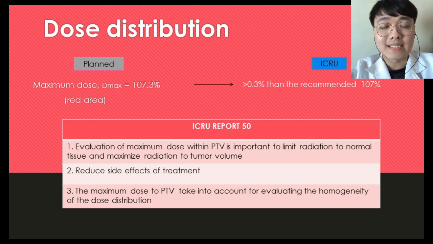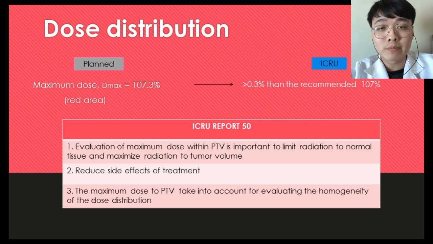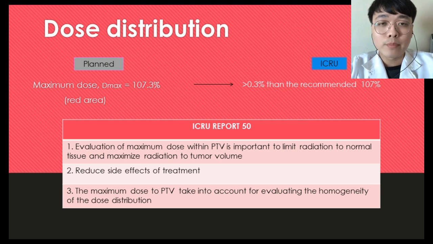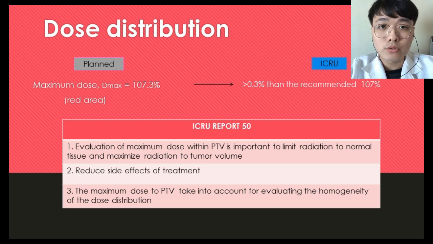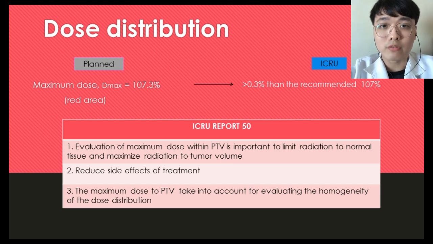However, as we can see in this treatment planning, the maximum dose is more than 0.3% from the recommended dose, which may indicate an excessive radiation to normal tissue. Based on the ICRU report 50 also, the maximum dose within the PTV should be followed, as it is important to limit the radiation dose to normal tissue while maximizing the dose to tumor volume. Controlled maximum dose can eventually help in the reduction of side effects of the treatment.